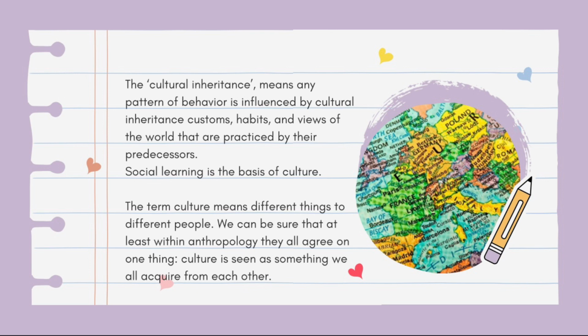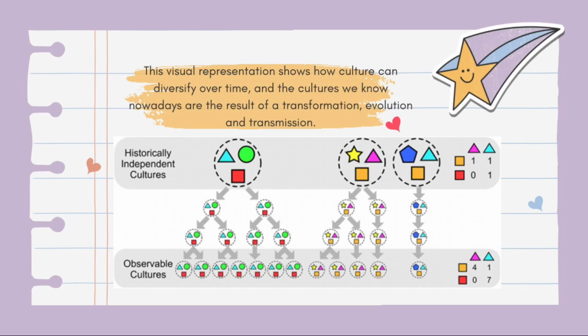Social learning is the basis of culture. The term culture means different things to different people. We can be sure that at least within anthropology, they all agree on one thing: culture is seen as something we all acquire from each other. The visual representation shows how culture can diversify over time, and the cultures we know nowadays are the result of transformation, evolution, and transmission.